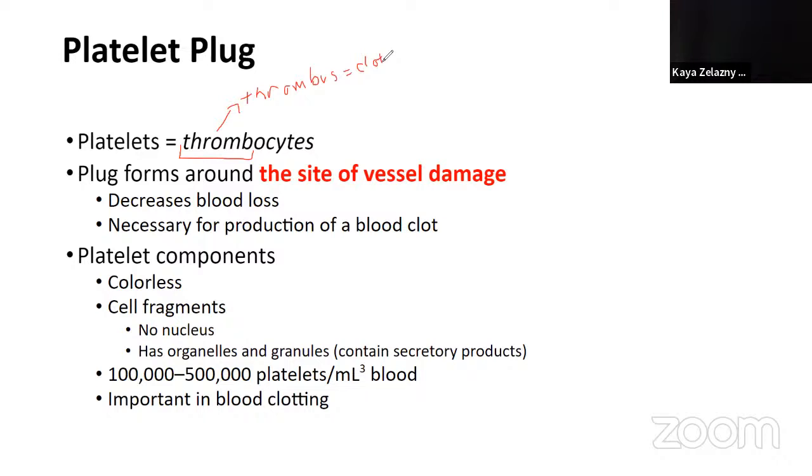Couple facts about platelets. Platelets are basically cell fragments. So like the red blood cells, they're going to have no nucleus, but they do have organelles and granules we've seen in lab, and they're going to be able to secrete stuff, basically. That's the point of that. They're little cell fragments.